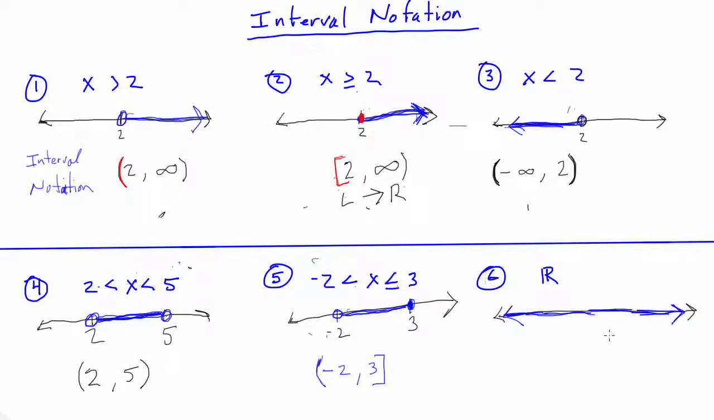Okay, so now we can indicate that in interval notation. Well, again, we're going left to right. So what's the leftmost number? That's negative infinity. And remember, just put in a parentheses. And it goes all the way to the right to positive infinity. And this is what it looks like in interval notation.